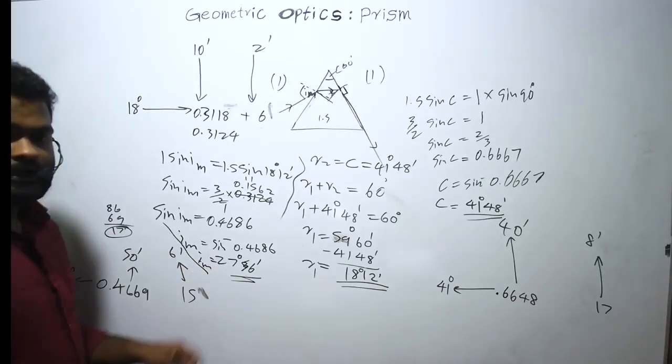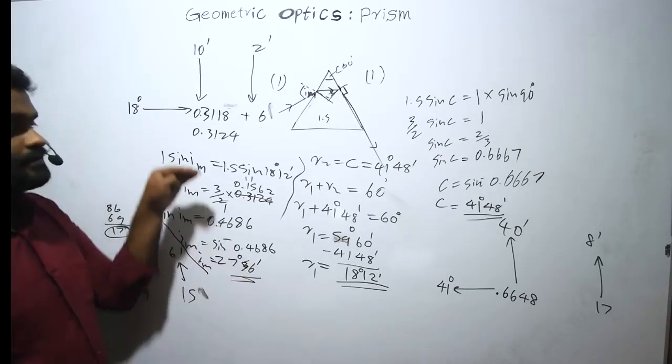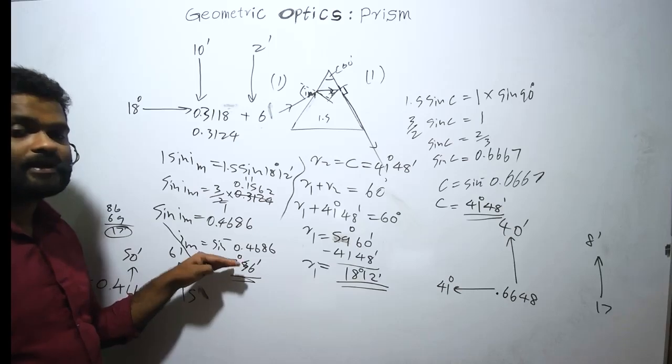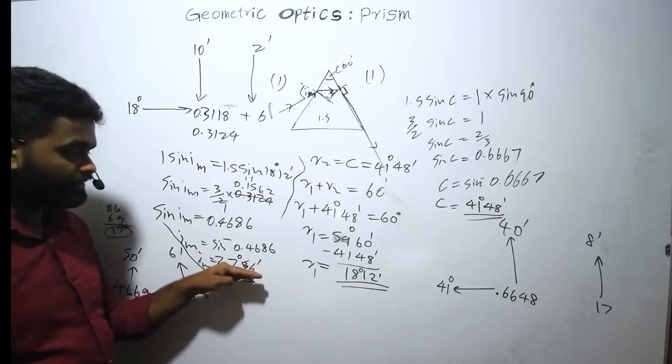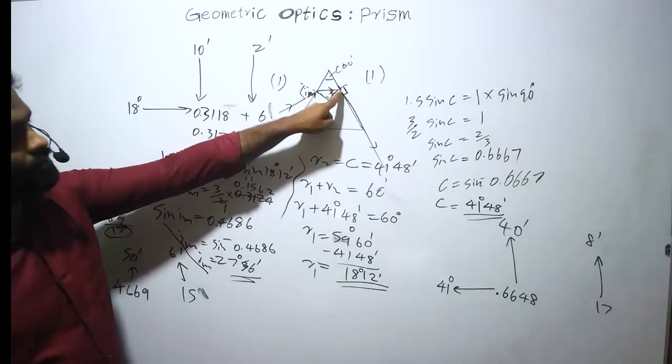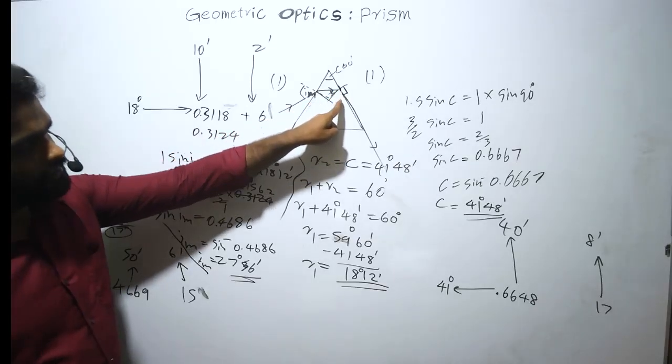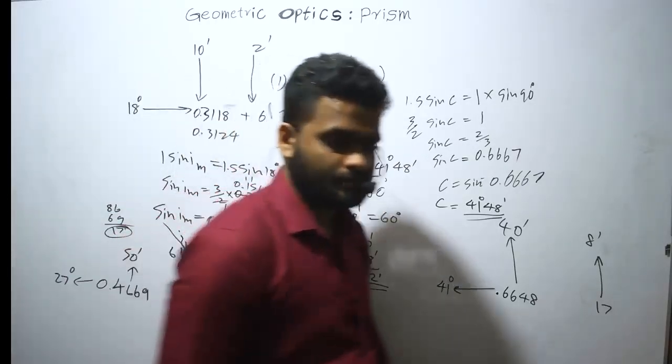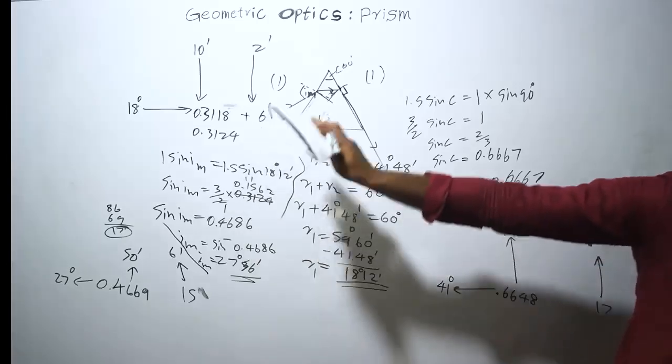Okay. So if we further decrease it to less than this value, 27 degrees 56 minutes, what is going to happen is we are going to get total internal reflection. Okay. So that is how we find Im.